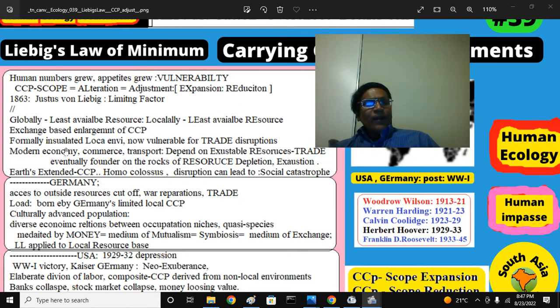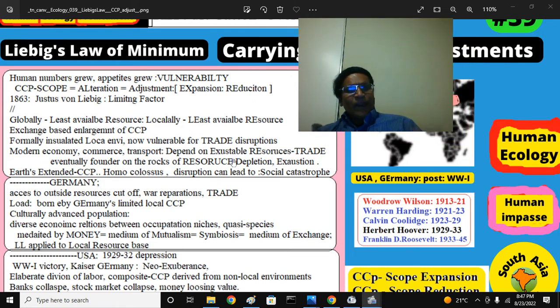In the modern economy, commerce and transport all depend upon exhaustible resources and trade relations that will eventually founder on the rock of resource depletion, resource exhaustion. That is what Dr. Catton is talking about: the fossil fuels and minerals, most importantly coal, natural gas, and oil.